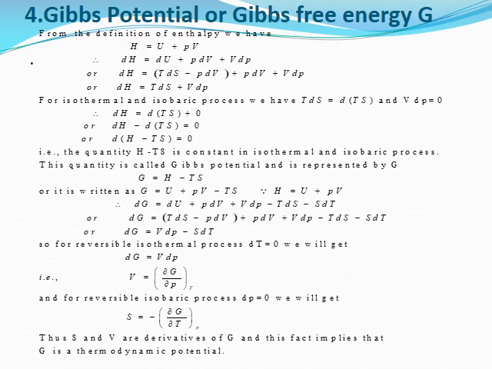So from here we can write, for a reversible isothermal process, dT is equal to 0, we will get dG is equal to VdP. So V is equal to the partial differential of G with respect to P at constant T, and for a reversible isobaric process dP becomes 0, so we can write S is equal to minus partial differential of G with respect to T at constant P. So we see that S and V are derivatives of G, and this fact implies that G is a thermodynamic potential.